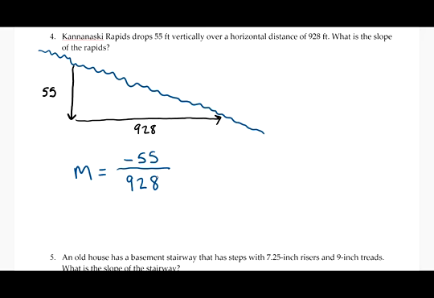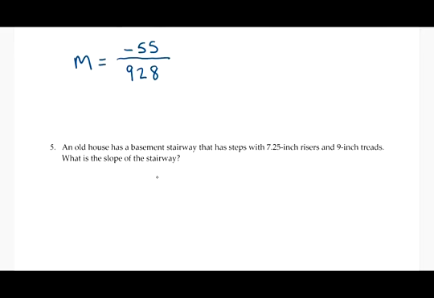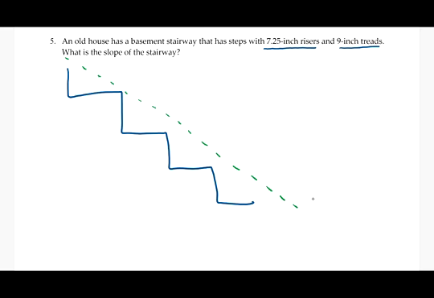All right, one more of these application problems. An old house has a basement stairway that has steps with 7.25-inch risers and 9-inch treads. All right, what does that mean? Well, this word risers, I'm going to say that's probably in the vertical direction, because rise over run, rise is the vertical direction. So we have some steps. And the question is, what is the slope of the staircase?